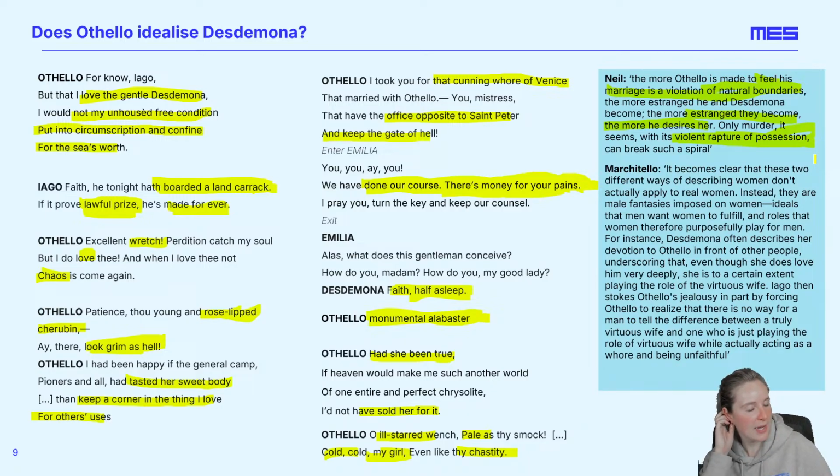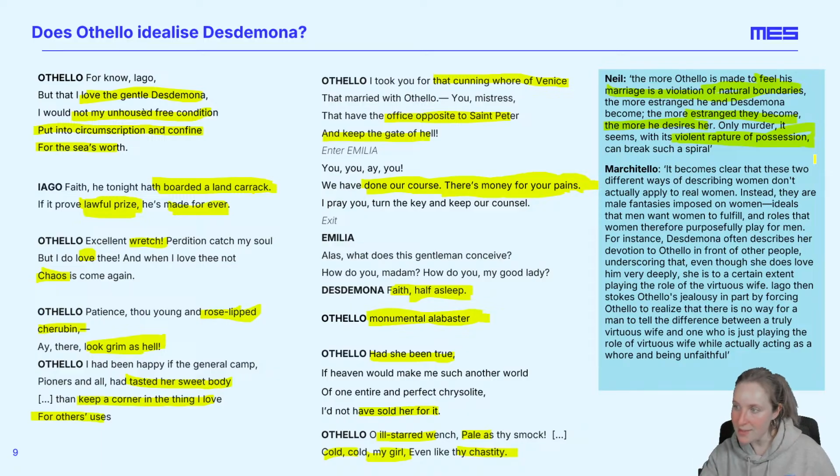So then this idea of only murder can break this possessive, disastrous spiral that he's in, where he has to control her. He has to have her all to himself. And murder solves that because he has now returned her to this monumental alabaster. He's returned her to pale.